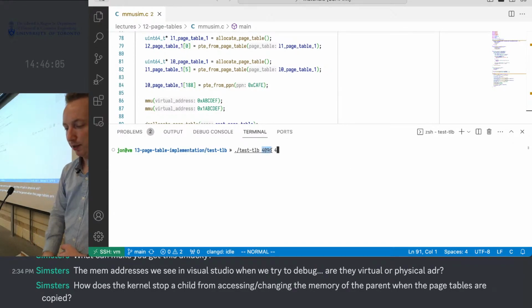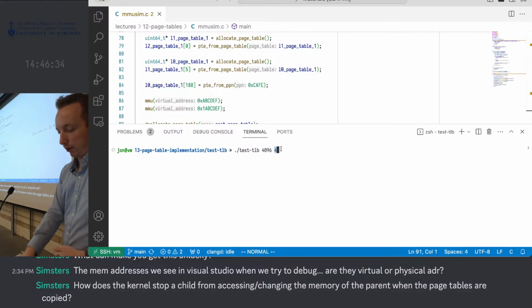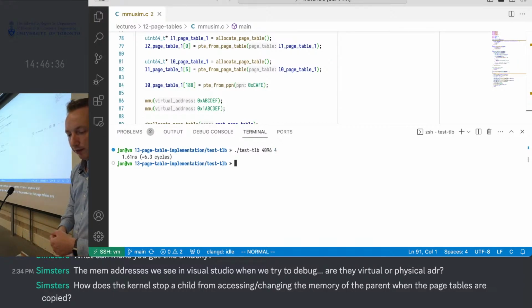It takes 2 arguments. The first argument is the amount of memory to allocate. In this case, if I allocate 4096, I'm allocating a page. And then the second number is the offset between memory accesses. If it's 4, it will access every 4 bytes on that page, so byte 0, 4, 8, 12, 16, and then record how long it takes. If I run this, I can see that it takes 1.6 nanoseconds, which is quite fast.